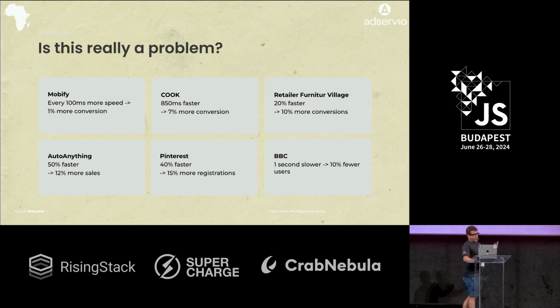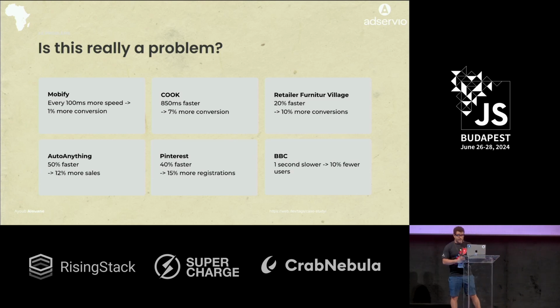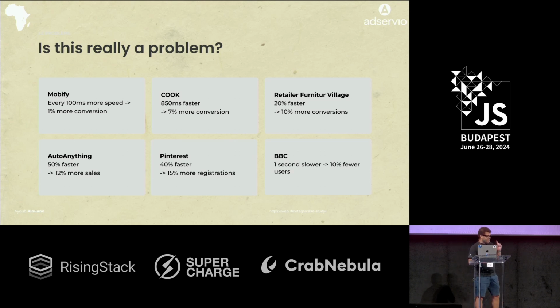Okay, here we know we are in a capitalist world. So we care about the conversion rate. Here, Google did some research, for example, for the website Cook, that improved their performance by 850 milliseconds, and they got 7% more conversion, okay? We have also Mobify here that improved their website by 100 milliseconds, only milliseconds, it's not seconds, it's only 100 milliseconds, and they had 1% more conversion.